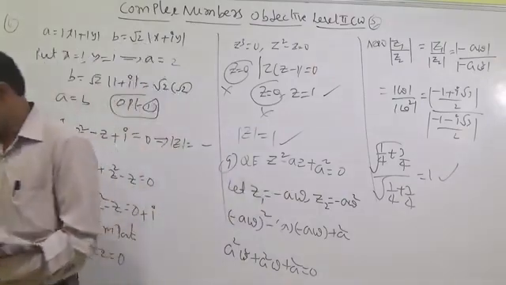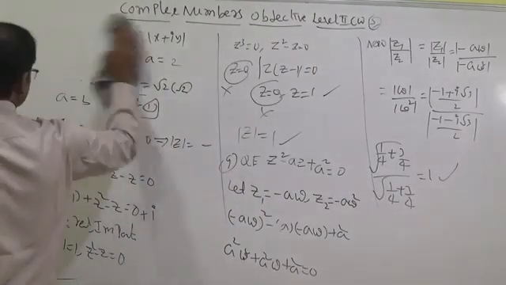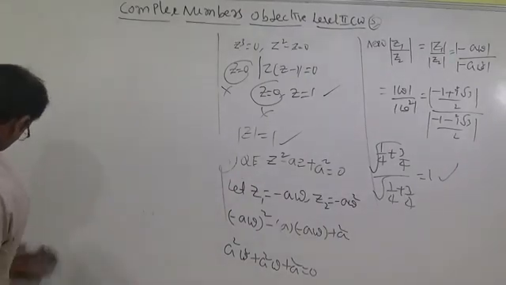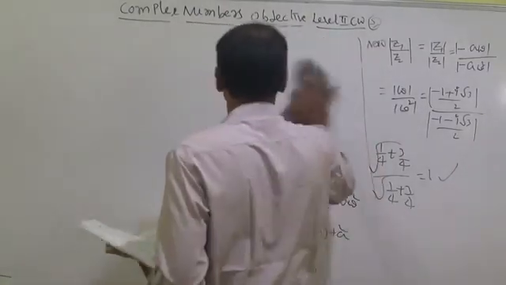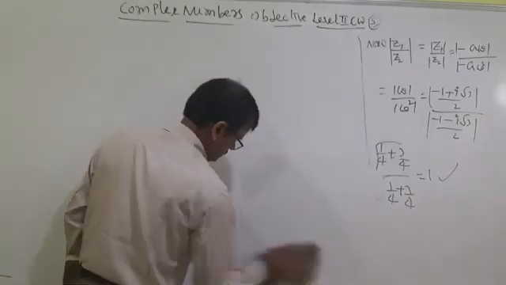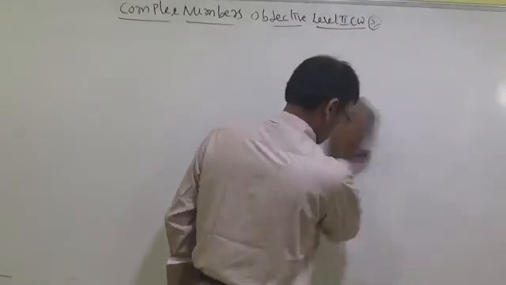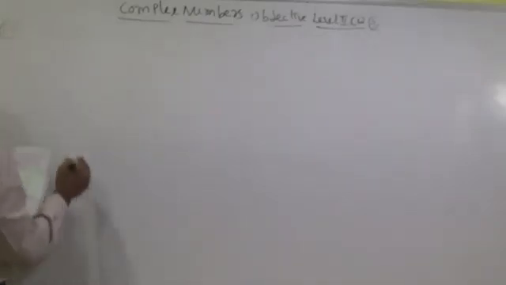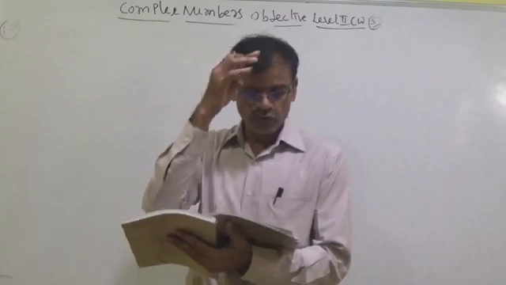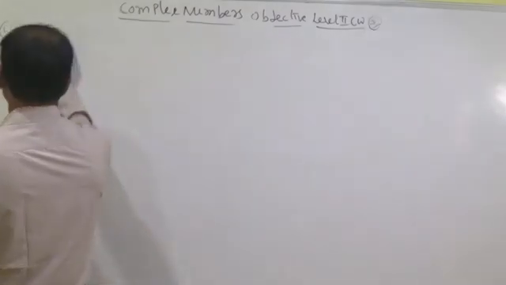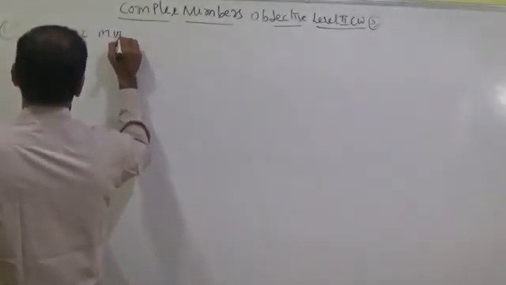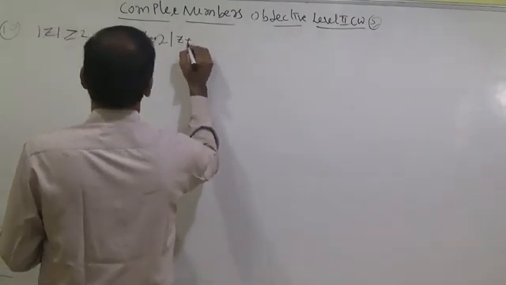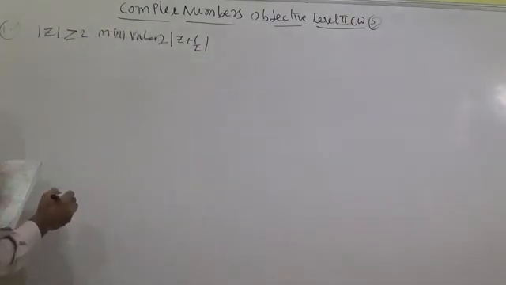Now 10th question. If Z is a complex number such that modulus of Z is greater than or equal to 2, then find the minimum value of modulus of Z plus 1 by 2. Modulus of Z greater than or equal to 2. Then you need to calculate the minimum value of modulus of Z plus 1 by 2.